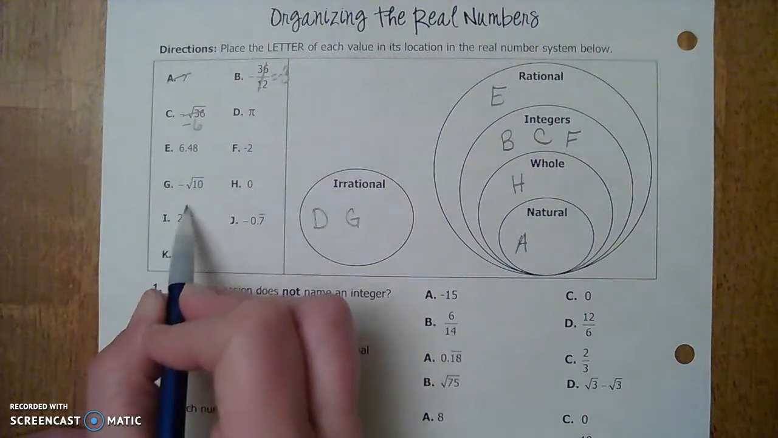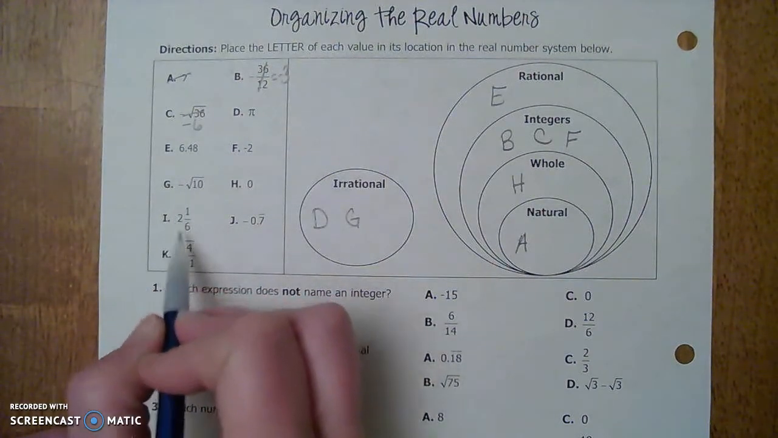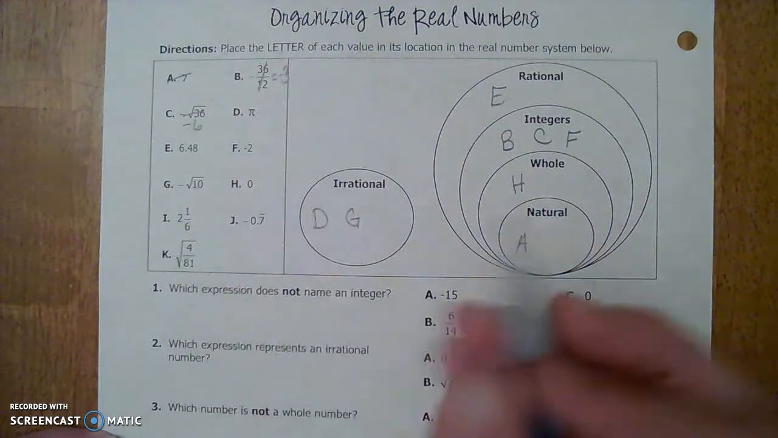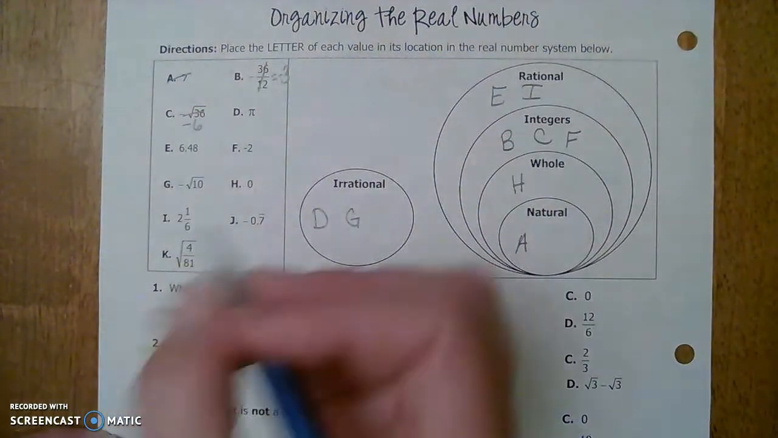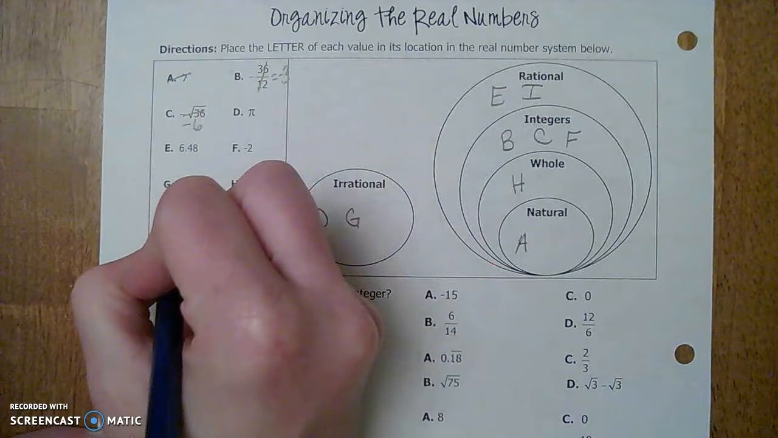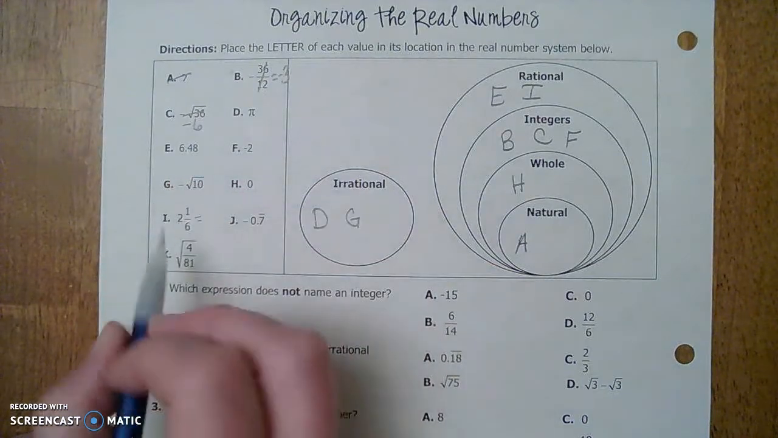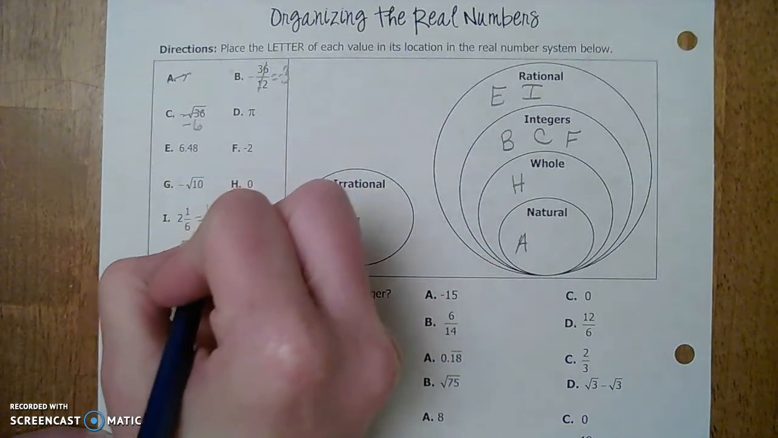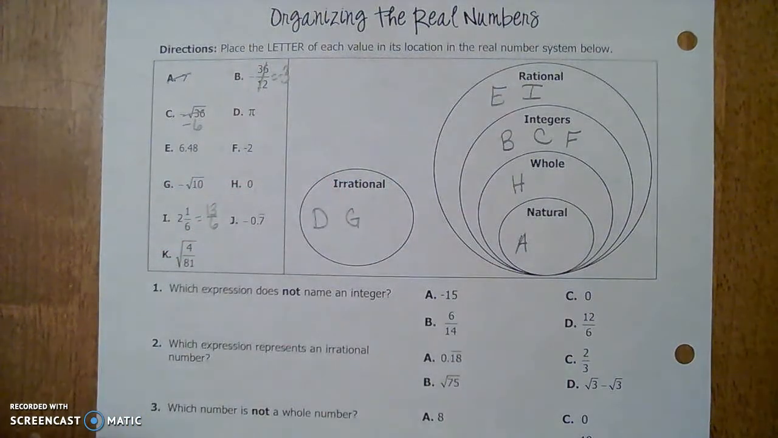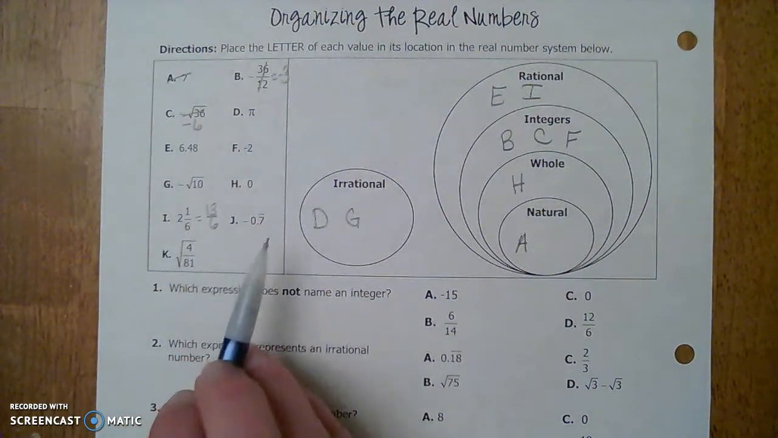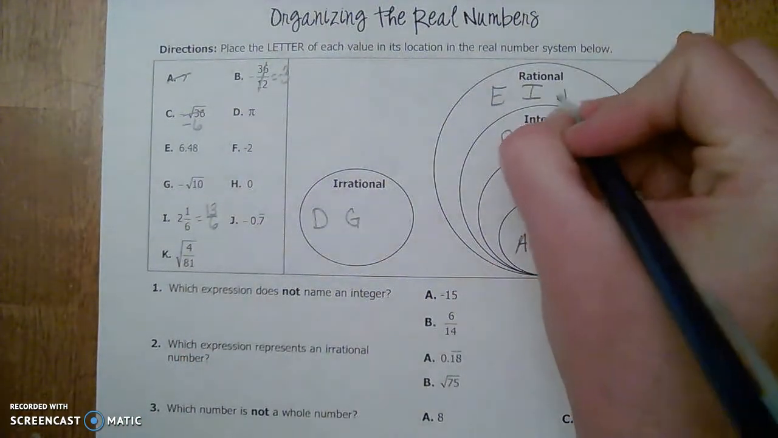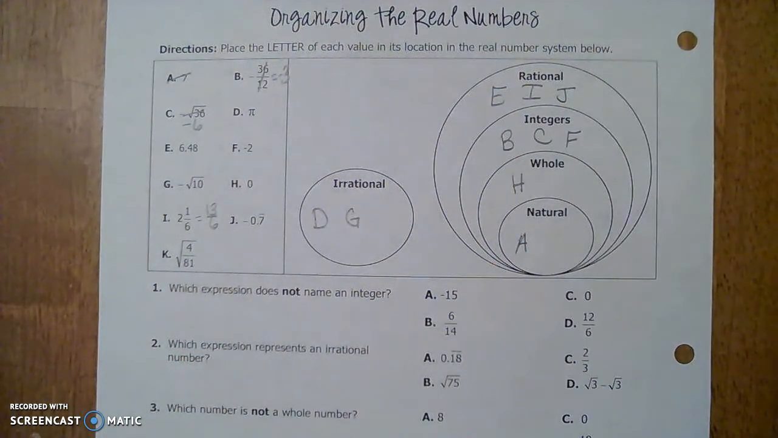Letter I is 2 and 1/6. That's automatically a fraction, so that will put us into the rational numbers. If you want to, you can change it to an improper fraction. 2 times 6 is 12, plus 1 is 13, so 13 over 6. Again, you don't have to do that, but if it's helpful, you can. Letter J is negative 0.7 repeating. So again, a repeating decimal automatically puts us into the rational category.